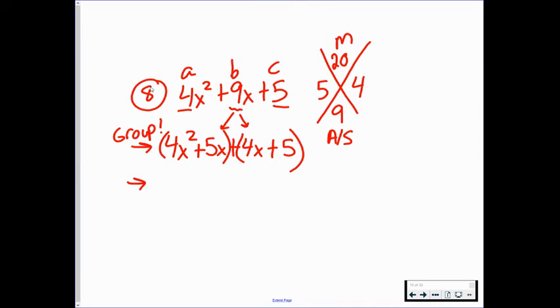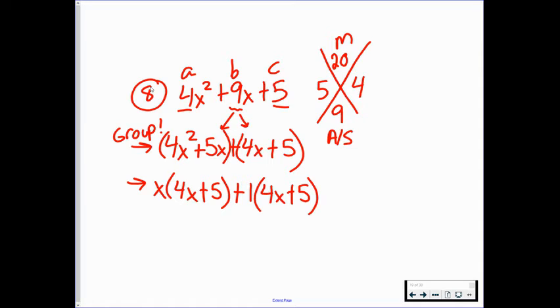In the first set of parentheses, they have an x in common, so I'm going to factor that out. And in the last set of parentheses, they don't have anything in common, but remember you can always divide by 1. So I'm going to divide both of those terms by 1.